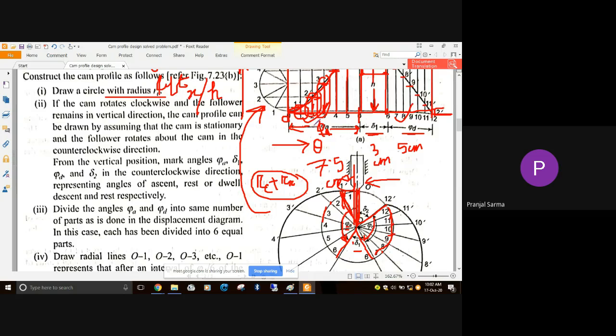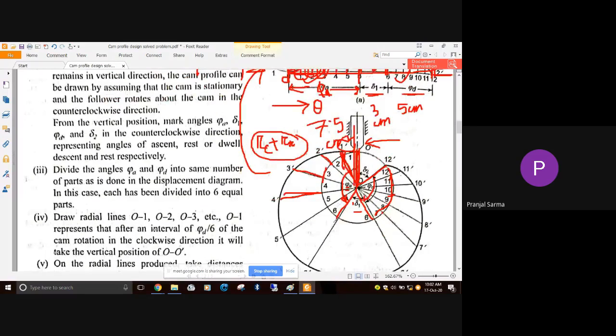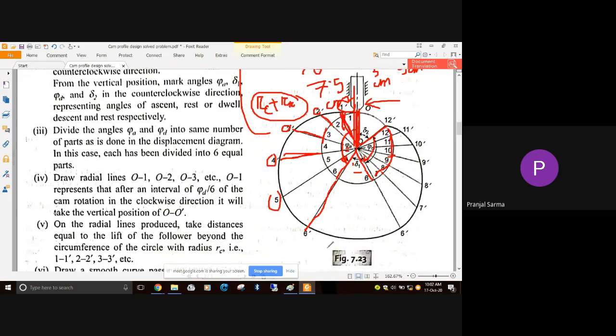Similarly for 2 dash, you measure from the displacement diagram that much amount and extend along the same second division. Similarly the case for 3 dash, 4 dash, etc., all along the same line. Up to 6 dash we will do it like this. You name these positions as given previously, 1 dash, 2 dash, 3 dash, like that. And here the ascent stroke is over.